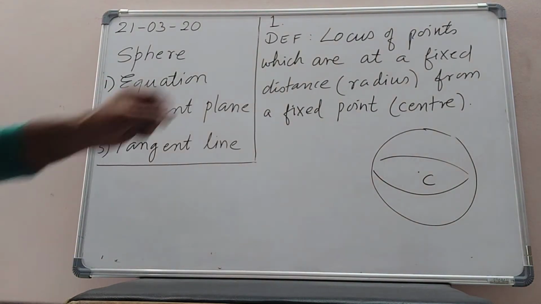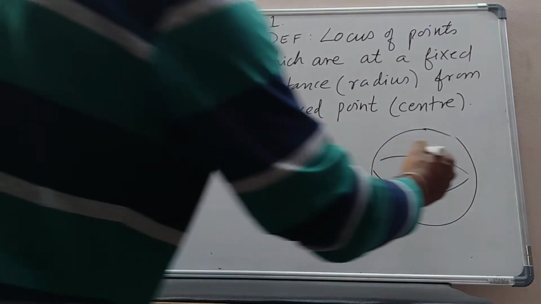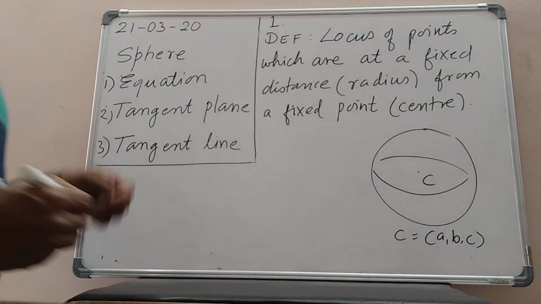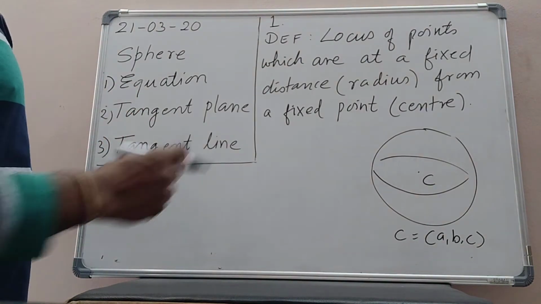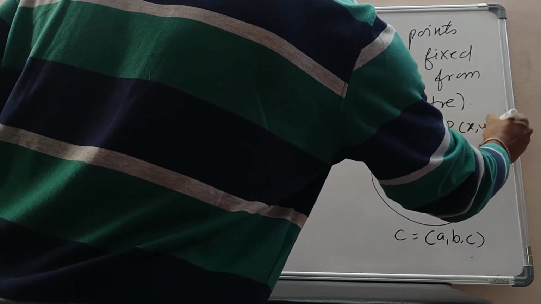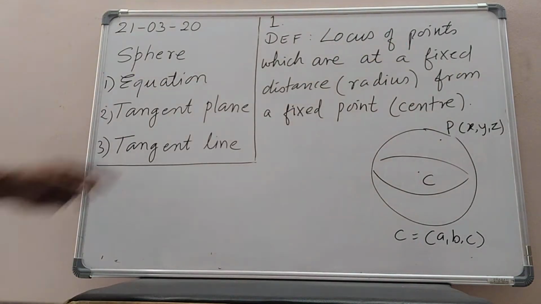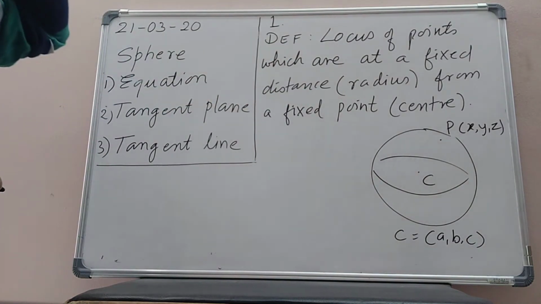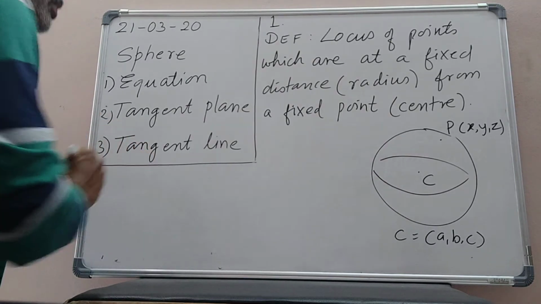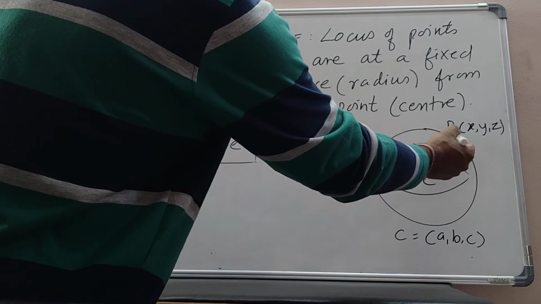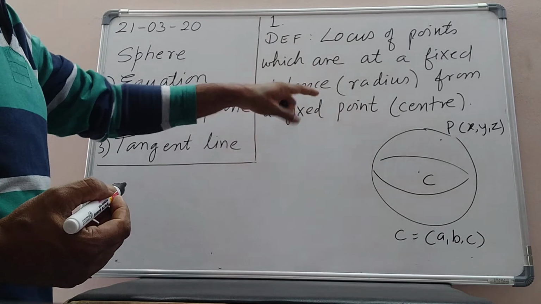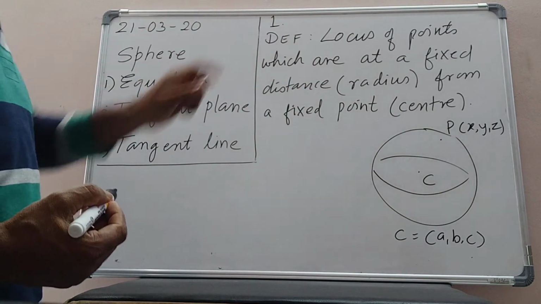So in this diagram, C denotes the center. Let us say that the coordinates of C are a, b and c. I take a point on the locus, any general point P on the locus with coordinates x, y and z. And now using the description over here, I will write down an equation. Using the distance formula, I calculate the distance between the point P and C, and as per the requirement, that should be equal to the radius.